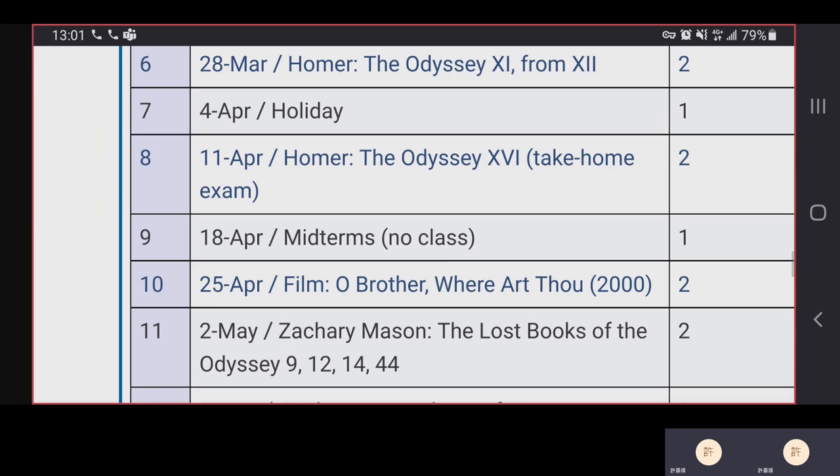And similar to last semester, we're not going to be doing a coordinated midterm exam. You will have a take-home exam. This time, I'm not going to give you something new to read. The exam will be about what we have discussed in class.